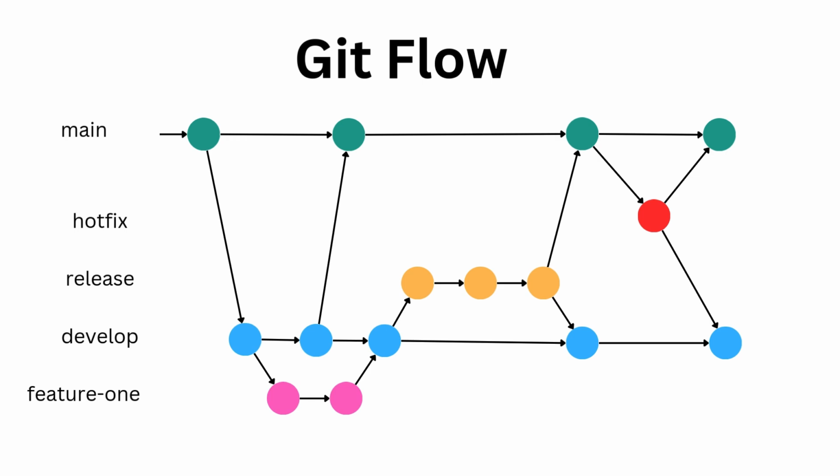The Git Flow branching model is a popular workflow in Git, specifically designed for collaborative development. It provides a structured way to manage branches and maintain coordination and code stability in software projects.